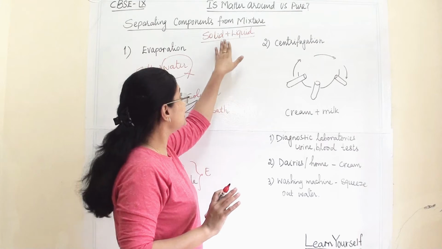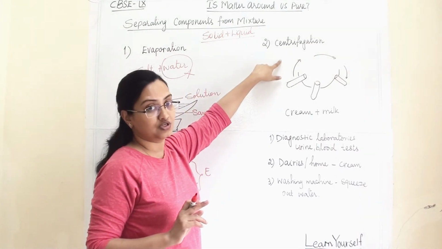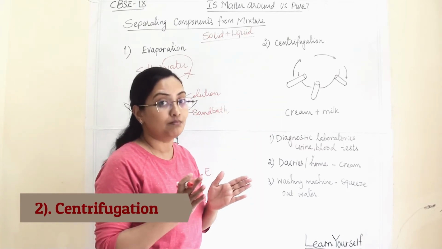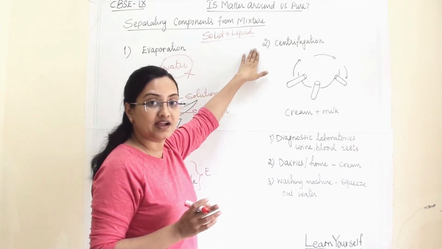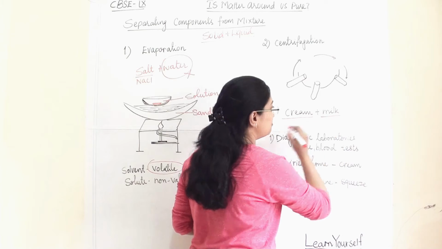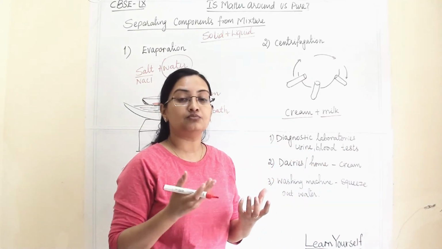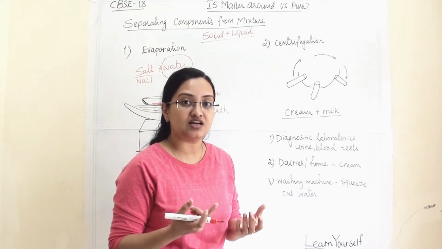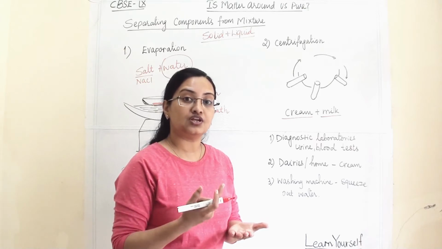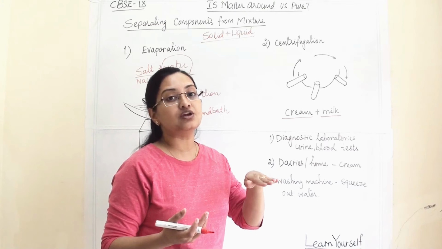Now, under this category, solid-liquid mixture, the other technique is centrifugation. In this, at the last, we will get both the components back, that is our solute and our solvent. Here I am taking the example of cream and milk. At home also, how do we separate cream from the milk? We churn it very fast. At the end of that churning, those fast rotations, the cream will be separated from the milk and will be floating on top of the milk.